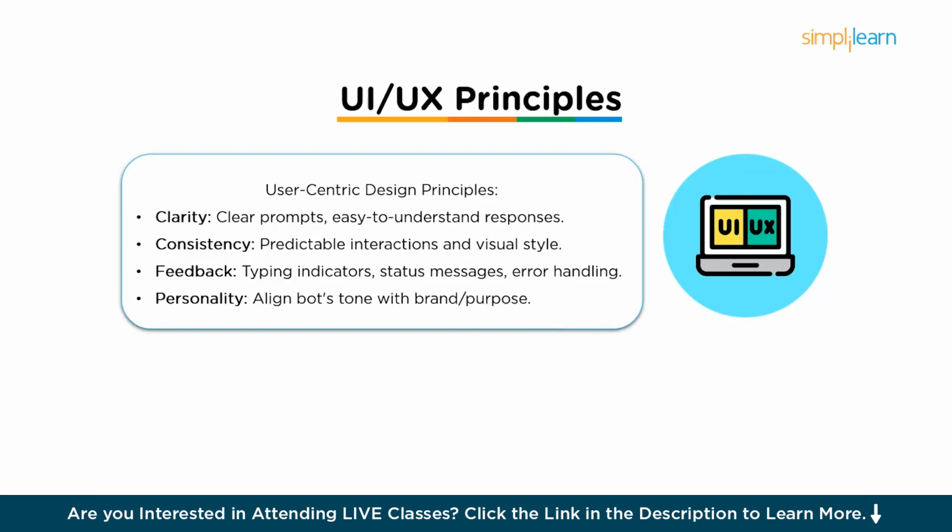Next, we have feedback. Users need to know what's happening. Providing clear feedback is essential. This includes elements like typing indicators so users know the bot is processing, status messages, and robust error handling. If the bot can't understand or fulfill a request, it needs to clearly communicate that and ideally offer alternatives rather than just silently failing or repeating itself.